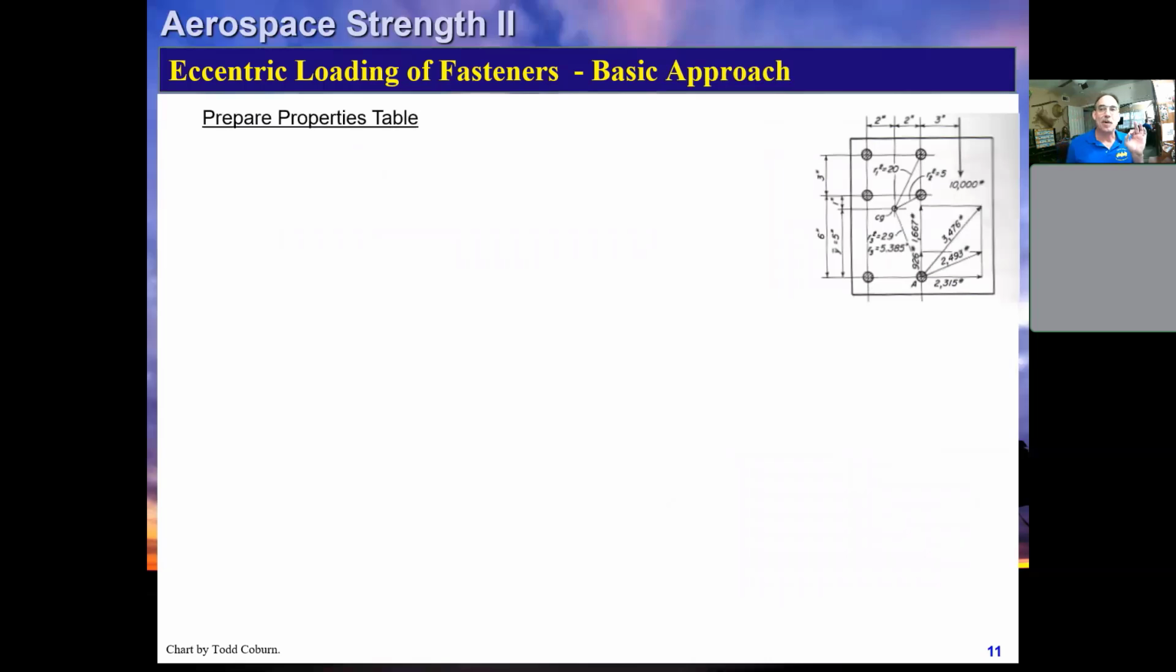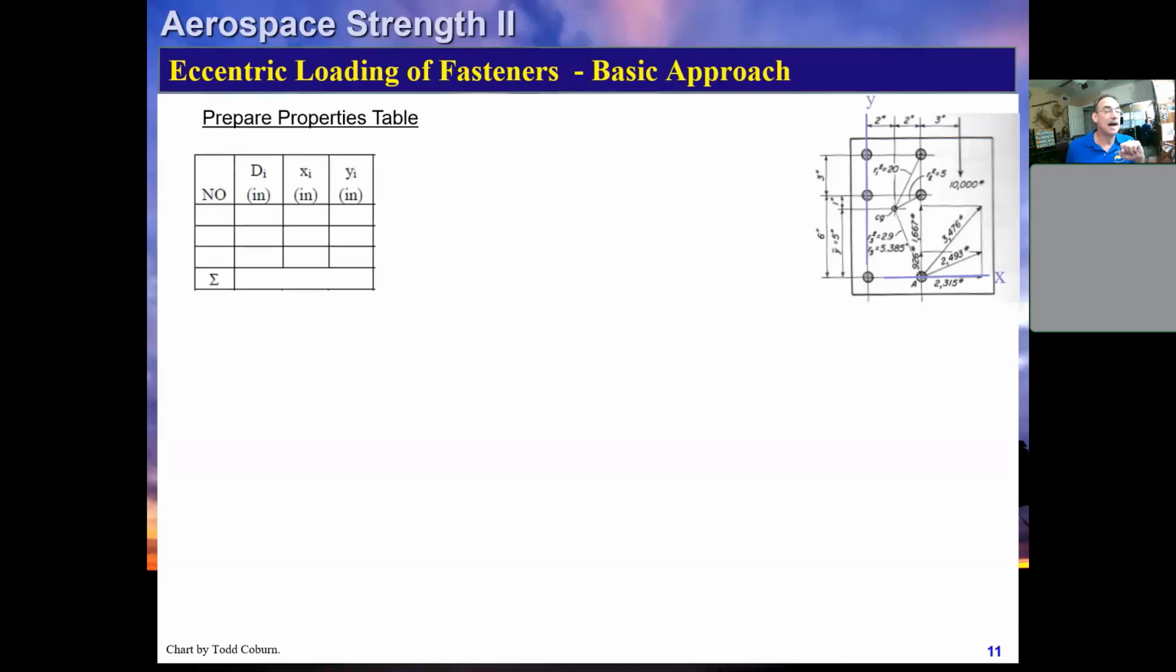This is a little example from a machine design text, and our basic approach is like this. You can actually plug and chug in those equations I gave you, but the easiest way to implement accurate analysis is once again a tabular approach, where we define our coordinate system and construct a table of properties. So let's start by defining our x and our y. We're choosing the lower left corner, positive x to the right, positive y up. We then are going to start our table of properties.